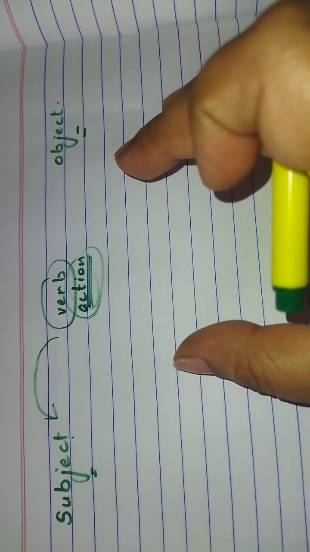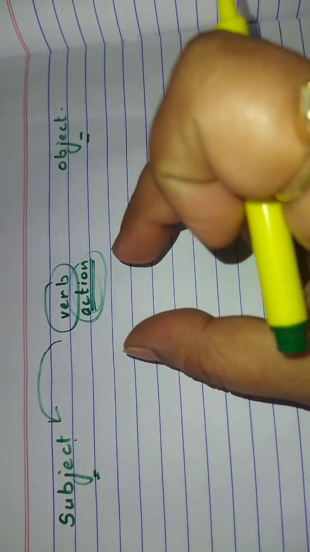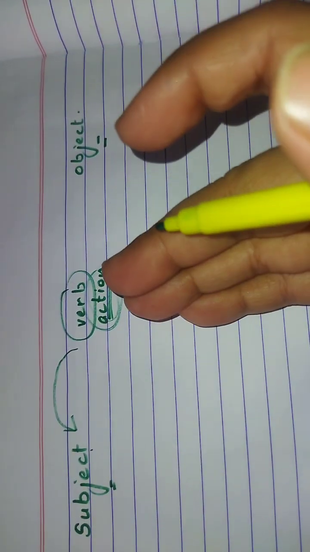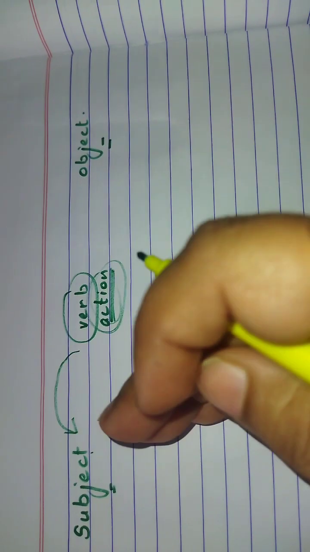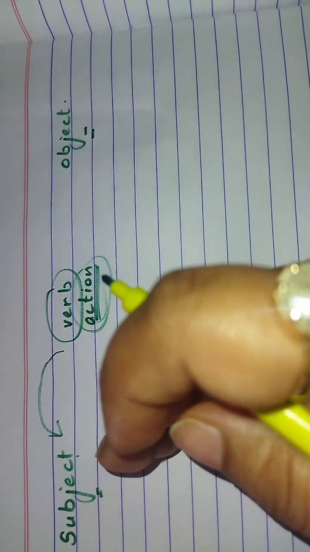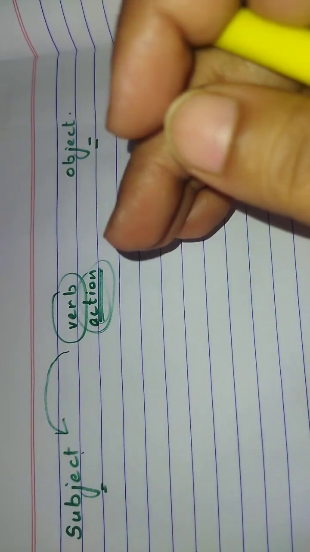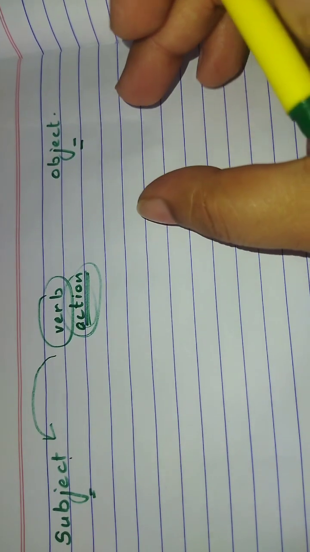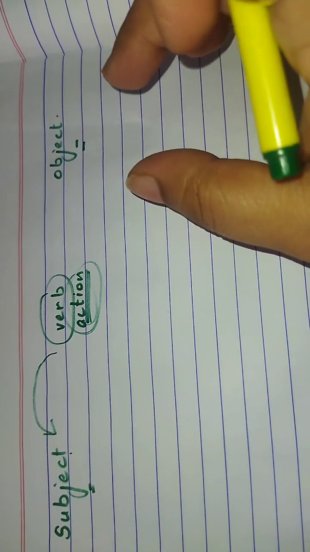of the sentence. Suppose there is a sentence, I'll give you an example. There's a sentence and there's a verb in it. The words that come before the verb are generally the subject of that sentence, and after the verb it is the object of that verb or the sentence.